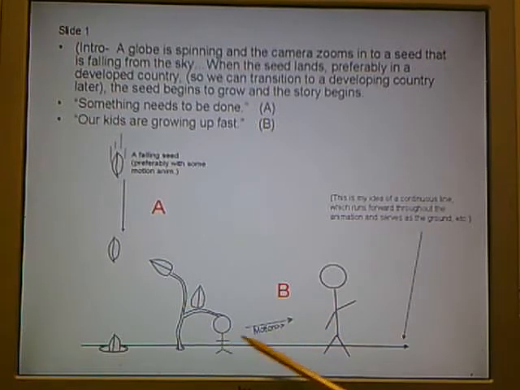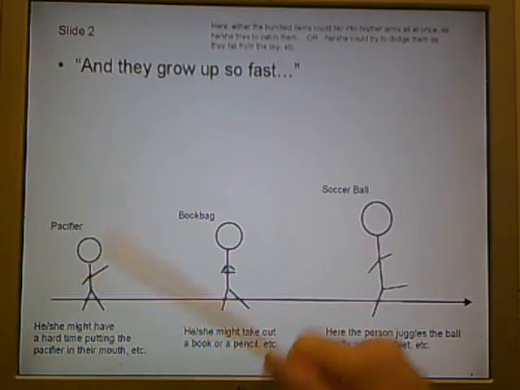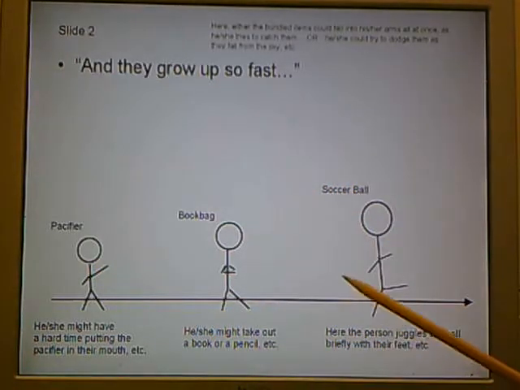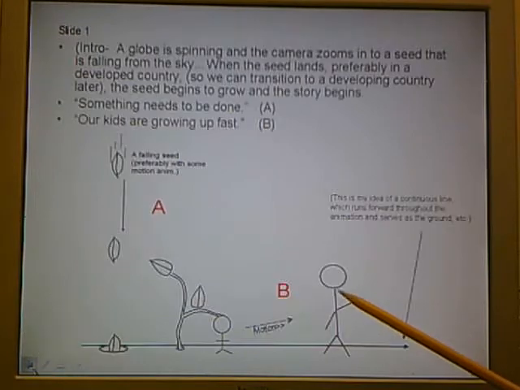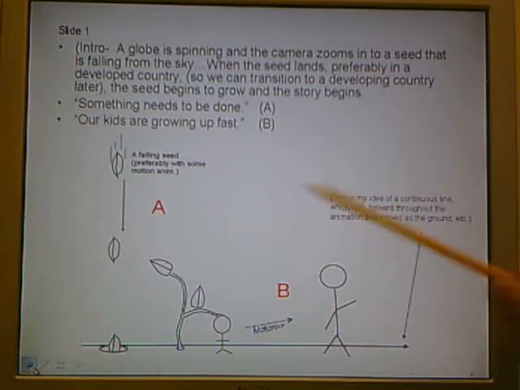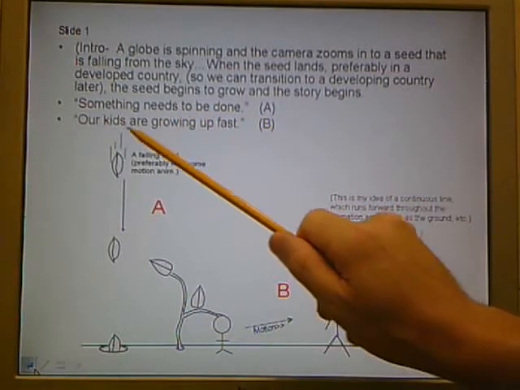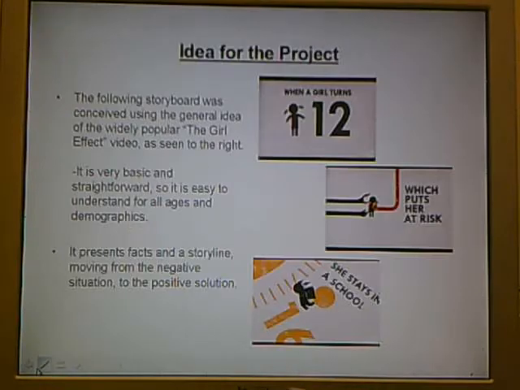So a child is sprouted, the child begins to crawl, starts to become bigger. Okay, they grow up so fast. Here, I'll go back to the last slide very briefly. We're going to have very brief sentences that are going to be written on the animation. So: something needs to be done. Our kids are growing up fast. We want to make it simple.